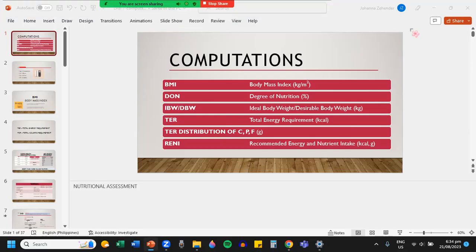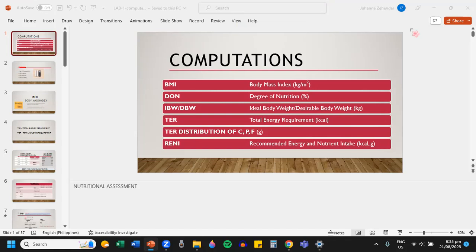Good day, class. Today, I will be guiding you through the basic computations that you will be encountering in your nutrition laboratory component. Starting with the BMI or your body mass index, followed by your DON or your degree of nutrition. Next, you will also be learning about the ideal body weight or your desirable body weight.